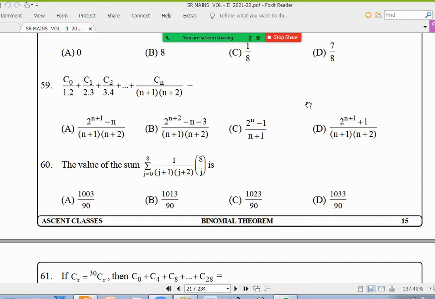Okay, 59 is quite in similar lines to 57 and even less complicated than that. So try 59. Okay, 59 and 60 are almost same.